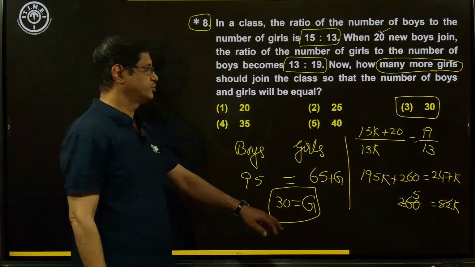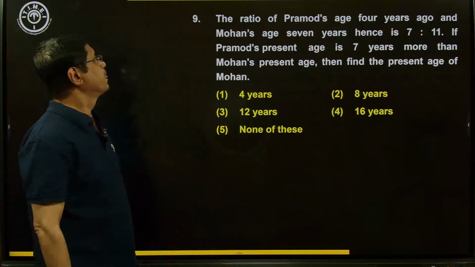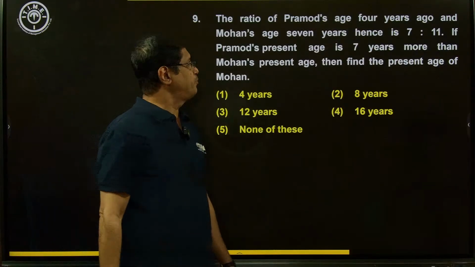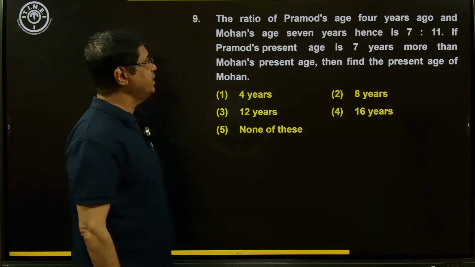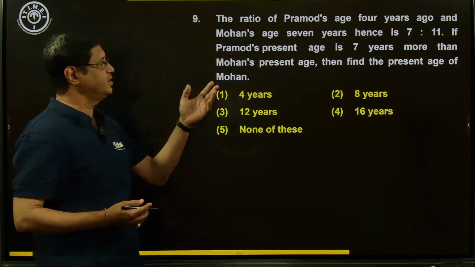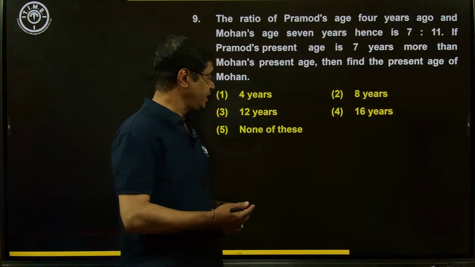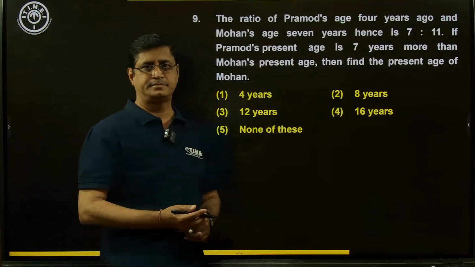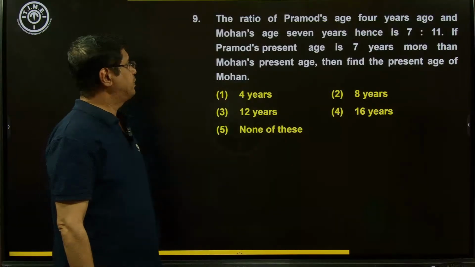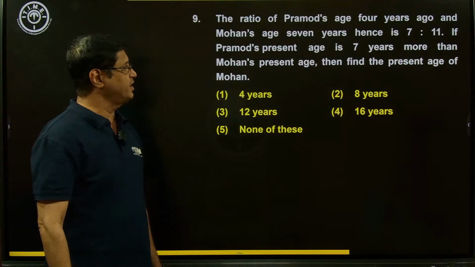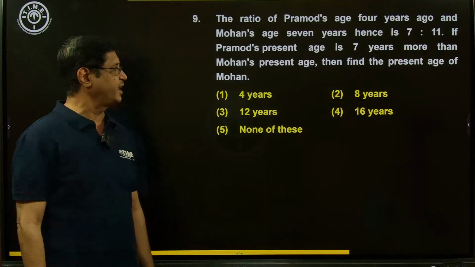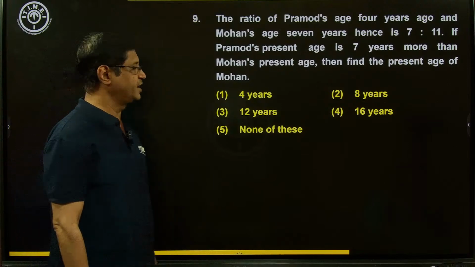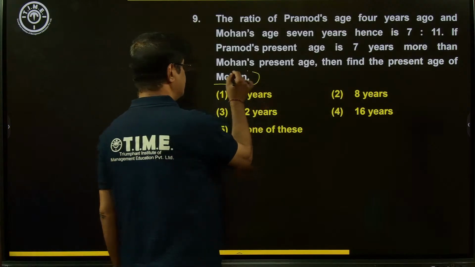Okay. Now let's look at the next example. The ratio of Pramod's age 4 years ago and Mohan's age 7 years hence is 7:11. If Pramod's present age is 7 years more than Mohan's present age, then find the present age of Mohan. Mohan's age to be found.